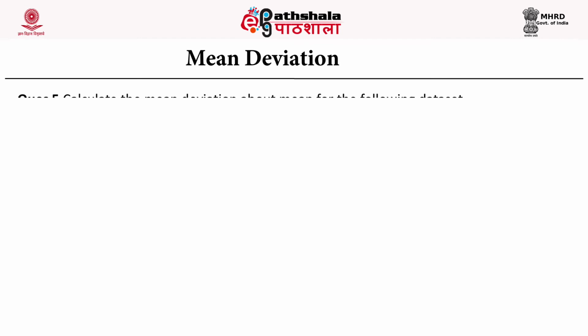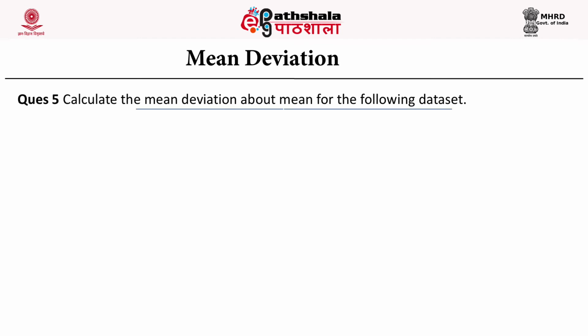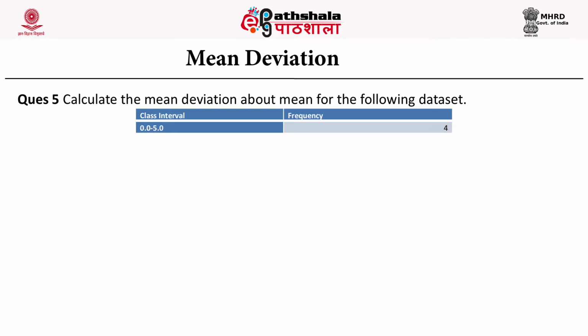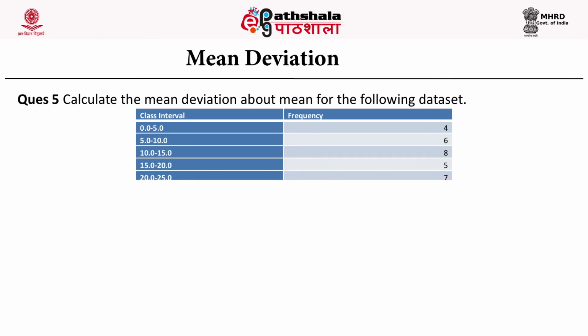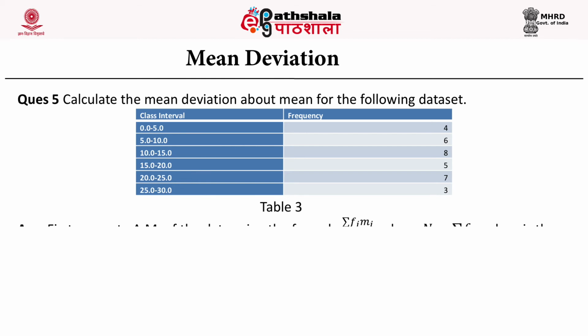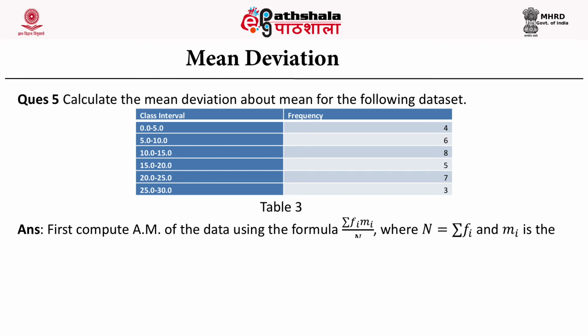So in this example we will discuss how you can apply mean deviation about mean in group frequency data. For that, first compute the arithmetic mean of the data using the formula summation over fi mi upon n, where n is equal to summation of fi, and m is the midpoint of the ith class interval. The values are shown in table 4.